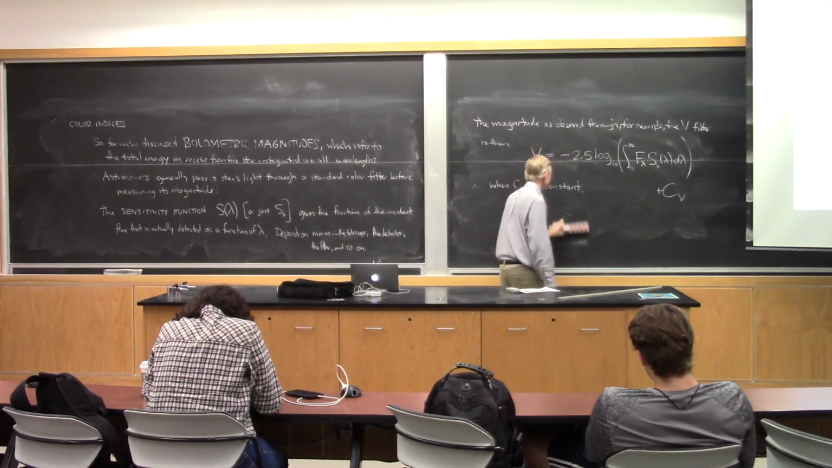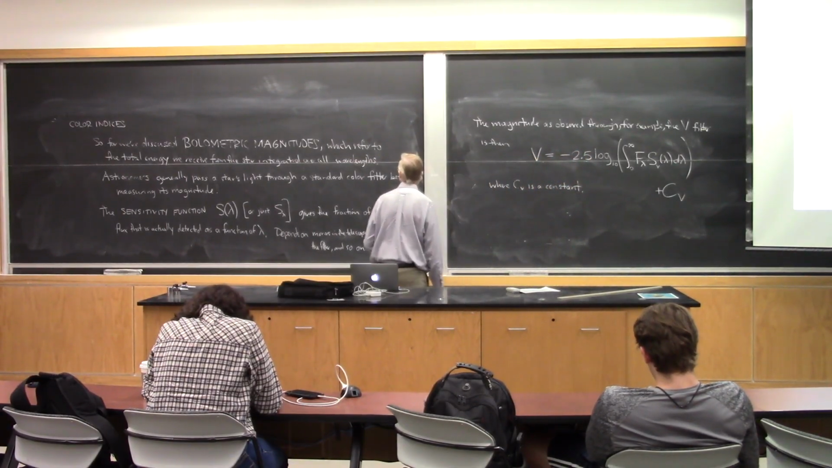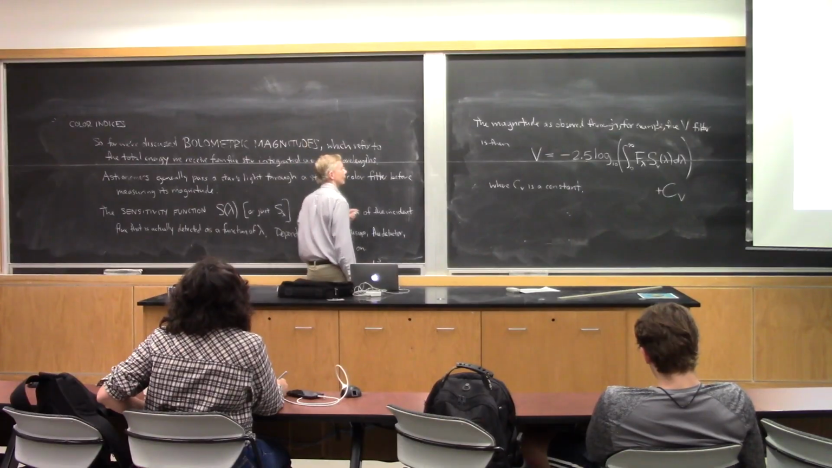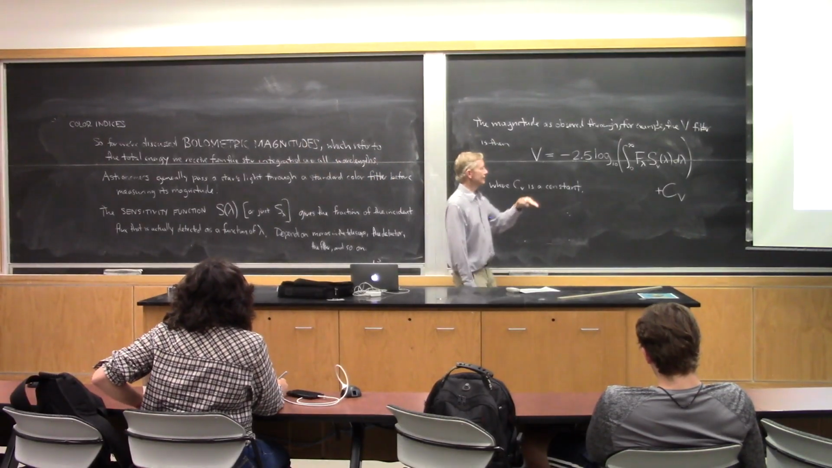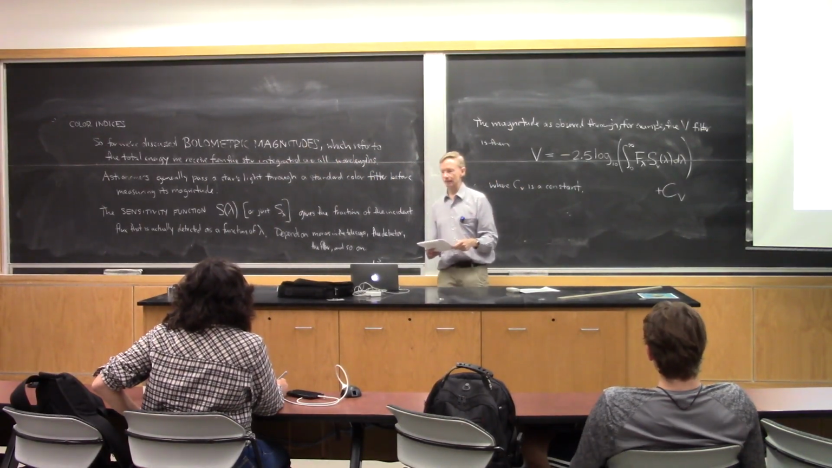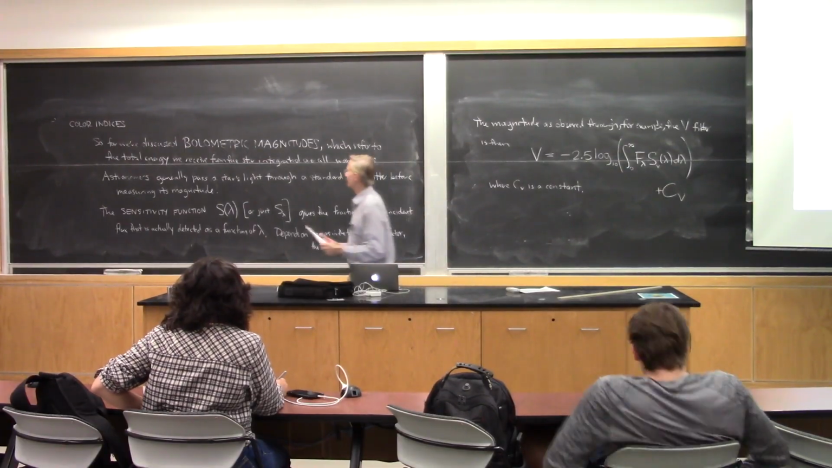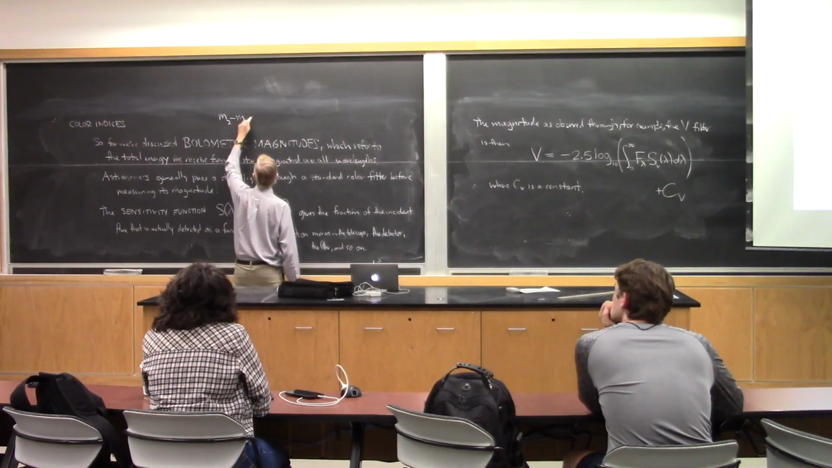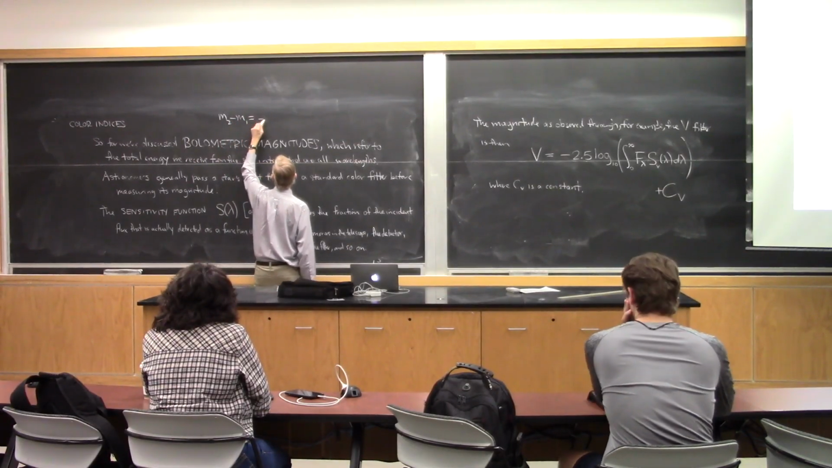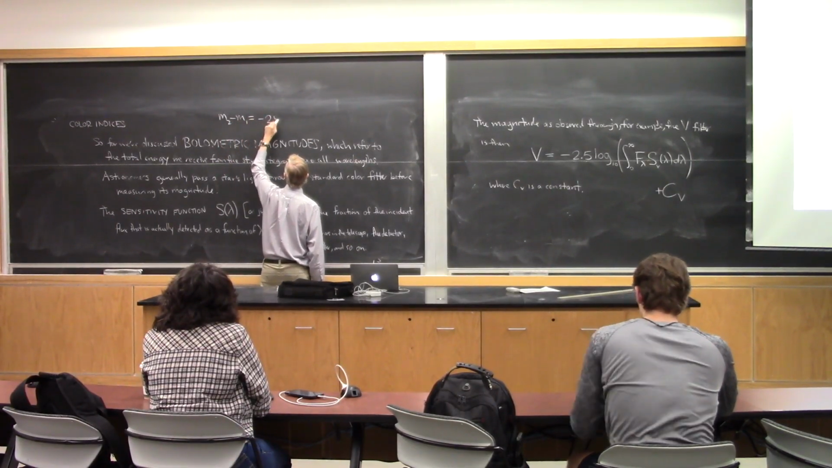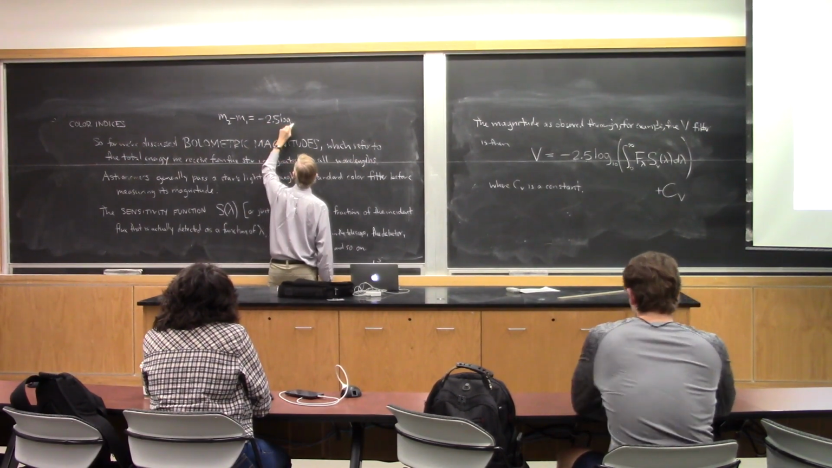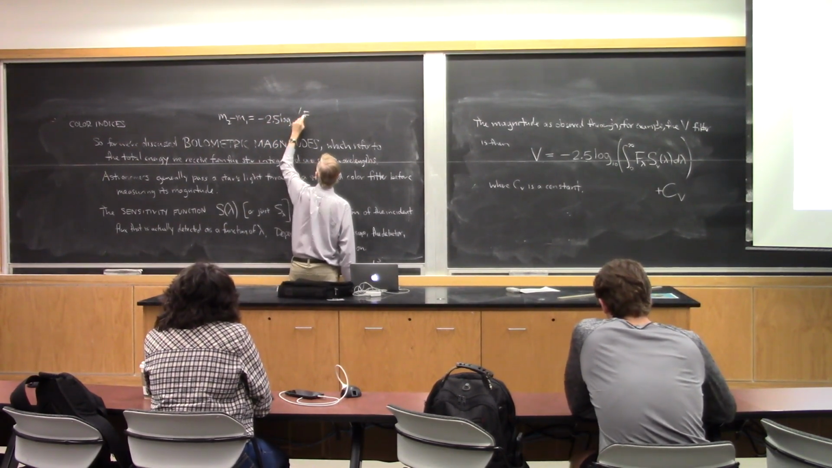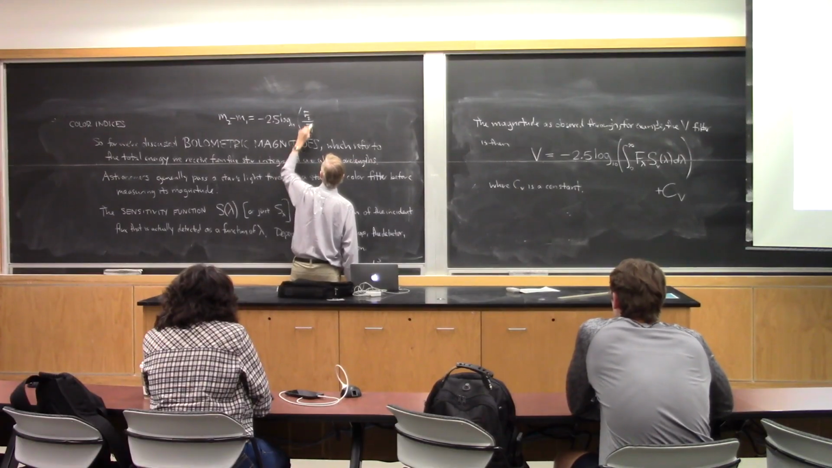And that's because remember that the magnitude scale only defines differences in magnitudes itself, right? We said that M2 minus M1 was minus 2.5 times the base 10 logarithm of F2 divided by F1.